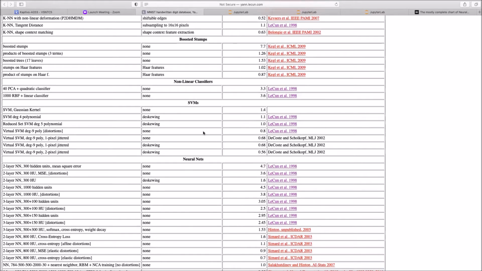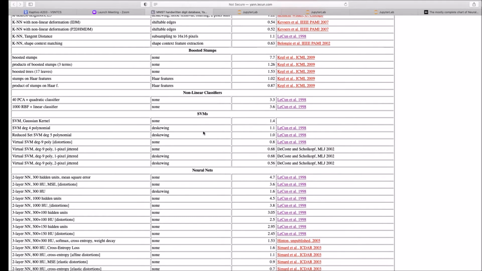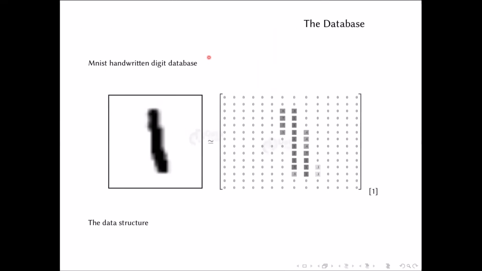What does a 4.8 error rate mean? That's the percentage? Yes. So about 5% are incorrectly classified. That means the accuracy is 95.3. Yeah. So let's go back to the slides.